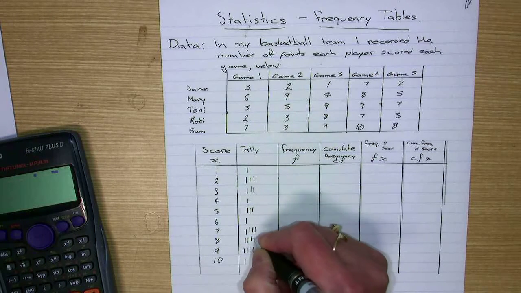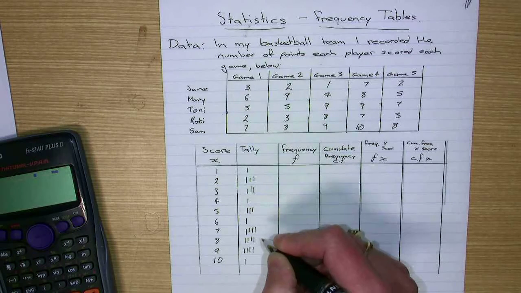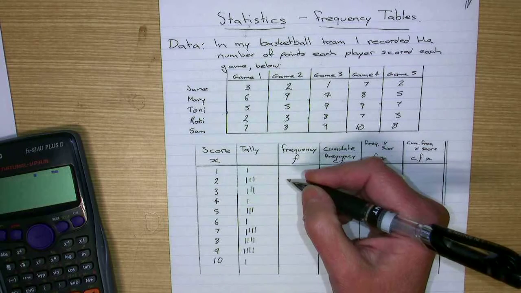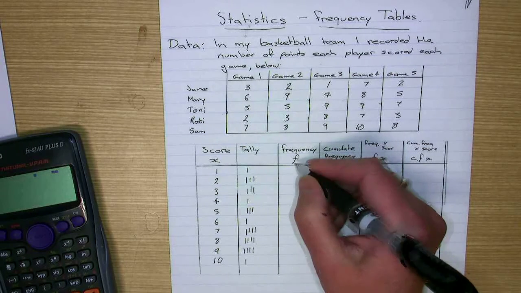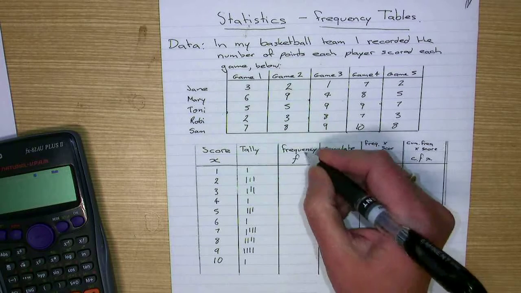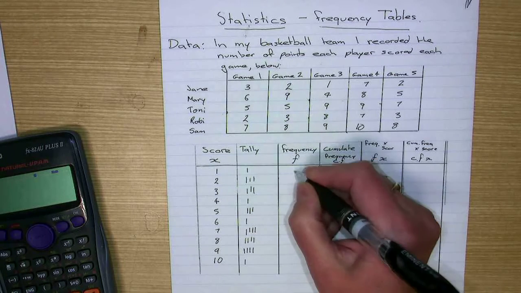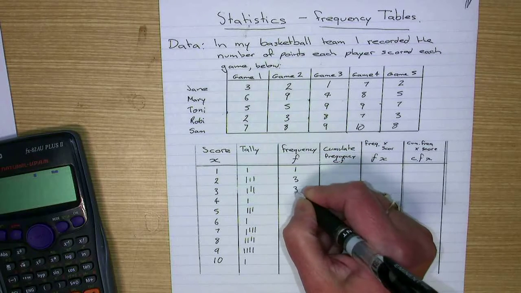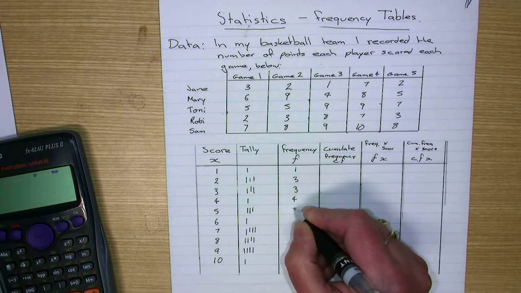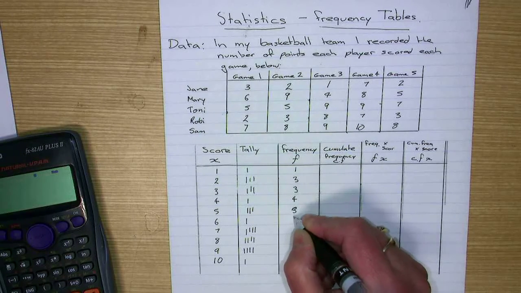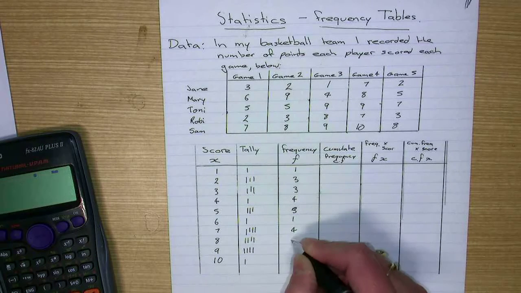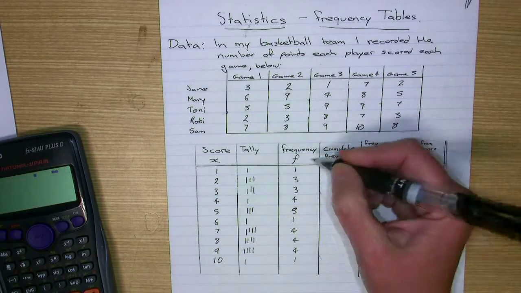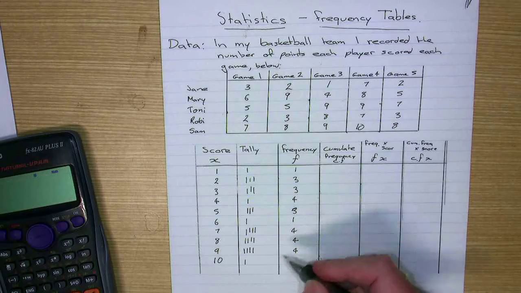So each one of these dashes represents one time that a player scored that many points in a match. So the frequency is the number of times that result has occurred. So 1 score occurred once, 2 scores occurred 3 times, 3 scores 3, 4 scores 1, and so on. I'm just counting up the tally marks. So that is my frequency: how often each of those scores occurred for each player.